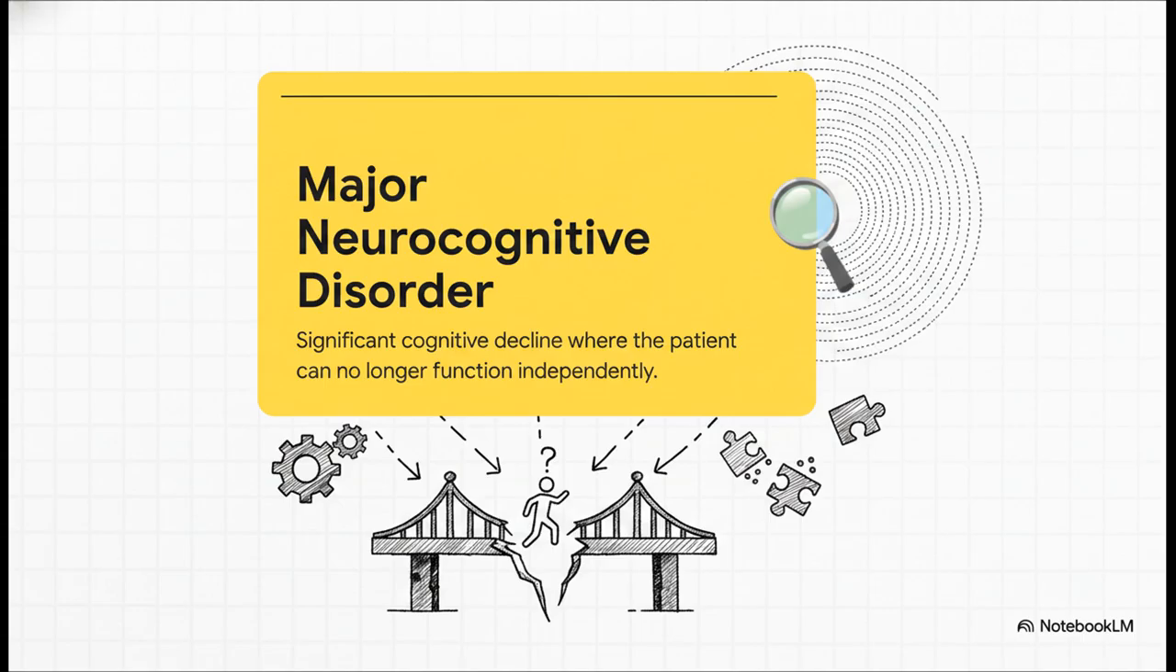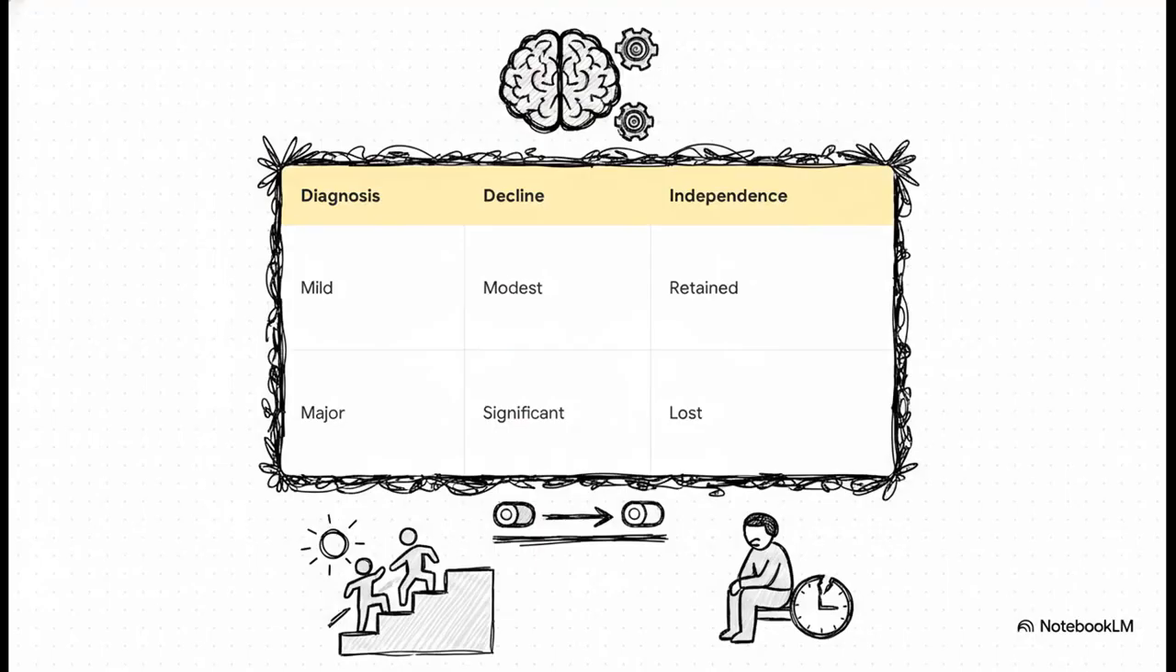On the flip side, we have the major classification. Major neurocognitive disorder is defined by a significant cognitive decline. And again, that functional qualifier is the star of the show here. This diagnosis is used when the patient can no longer function independently. They've crossed that threshold. The cognitive deficits are now severe enough that the patient needs actual daily assistance to get by.